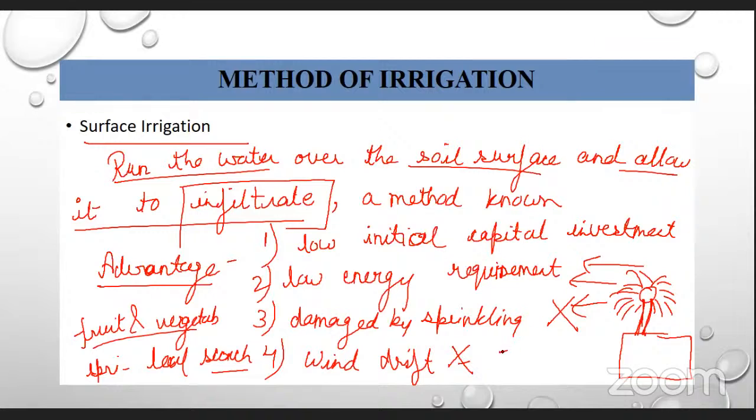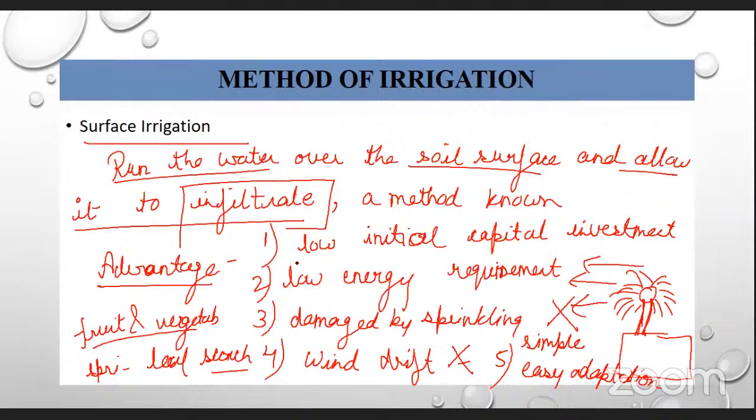Okay, and the last and most important advantage of surface irrigation is its mechanical simplicity. Means it's very simple in mechanics and easy to adapt. Anyone can irrigate their field with the help of surface irrigation.